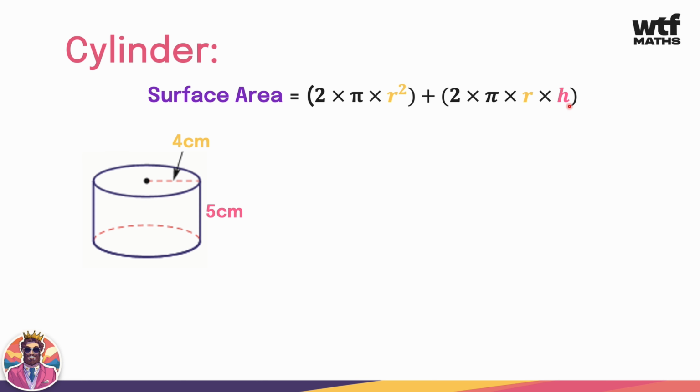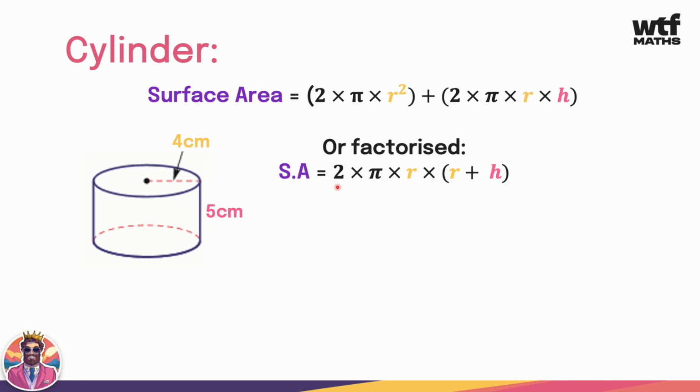Now what we can do is, if you notice, both of these have a 2, both of these have a pi, both of these have an r. So we can factorize what is common to make a much simpler formula, which is this: 2 times pi times r, times, in the bracket, r plus h. You will get the exact same answer as all this working out. It's just a faster, shorter way to do it. Just please note this is a plus inside the bracket, not a times.